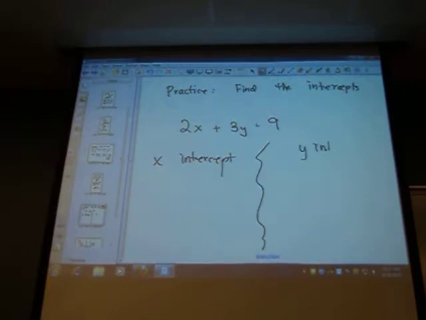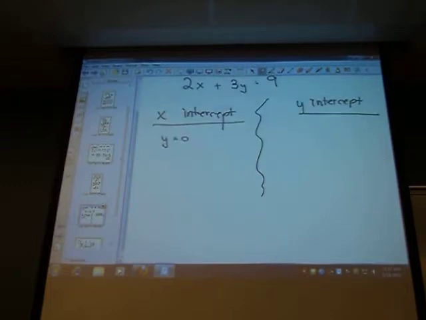Y-intercept. Okay, two separate things. Not the same thing. So for the x-intercept, I want to let y equal 0. I'm going to take that equation and just plug in 0 for y. So I have 2x plus 3 times 0 equals 9.